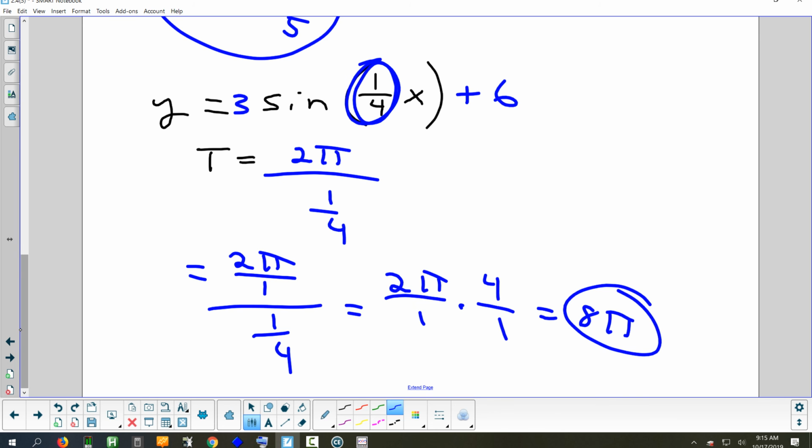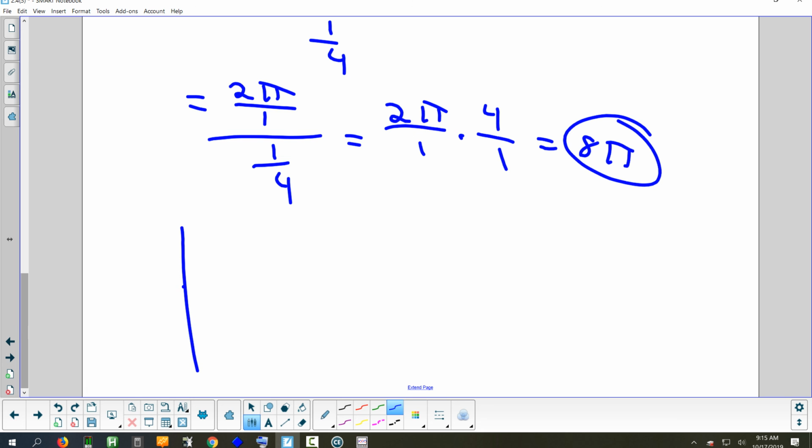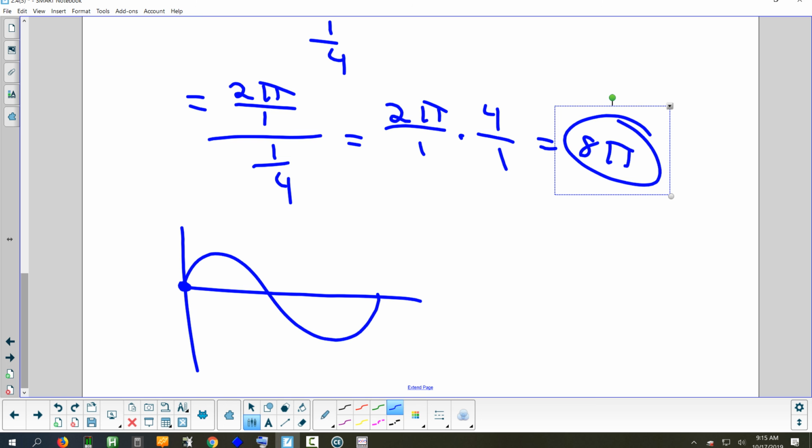All right. So by knowing this number, that's important because we now know where the graph ends. This tells you the length of one cycle. Here's a picture of one cycle. If that's where the cycle ends, then that number is 8 pi.